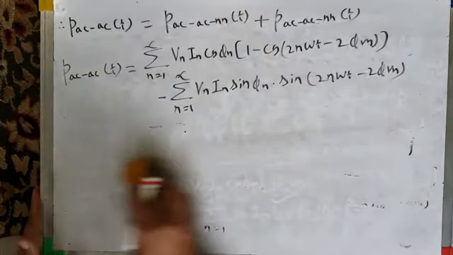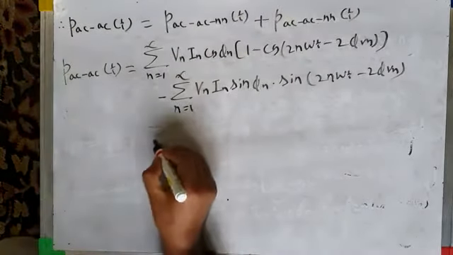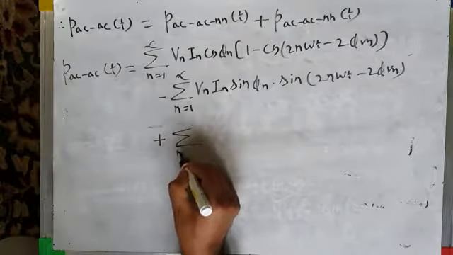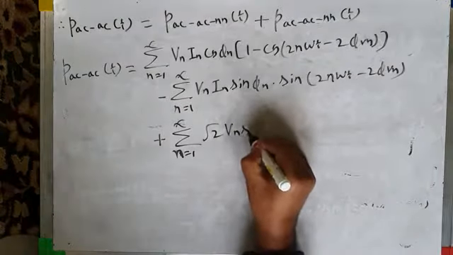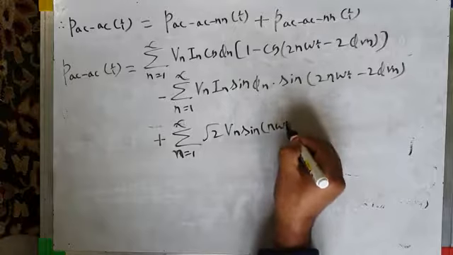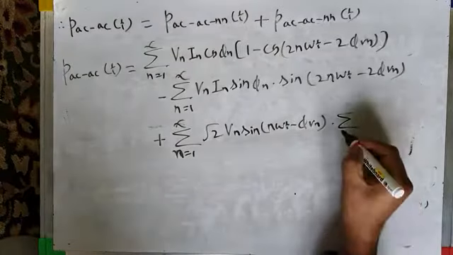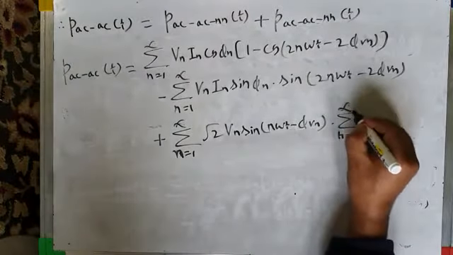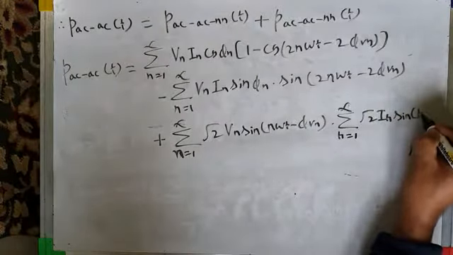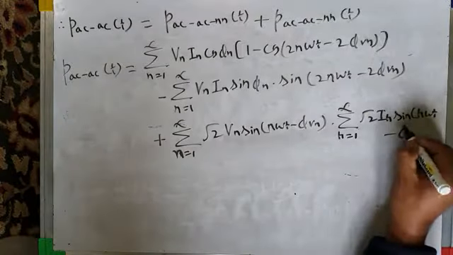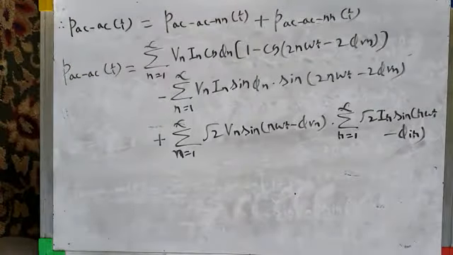Okay, that is AC to AC NN. And what is this AC AC NH? The power term due to dissimilar terms interaction is plus summation n equal to 1 to infinity root 2 Vn sine of n omega t minus phi Vn into summation h equal to 1 to infinity root 2 IH sine of h omega t minus phi IH. That's it. This is the complete AC to AC power term, and this is a very important term.